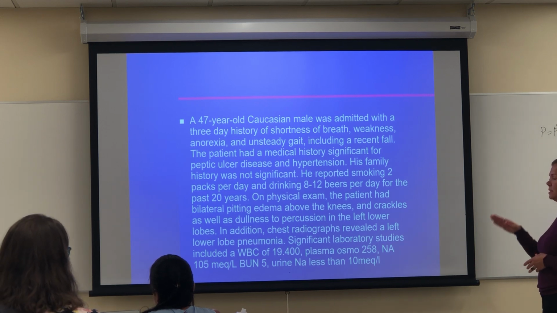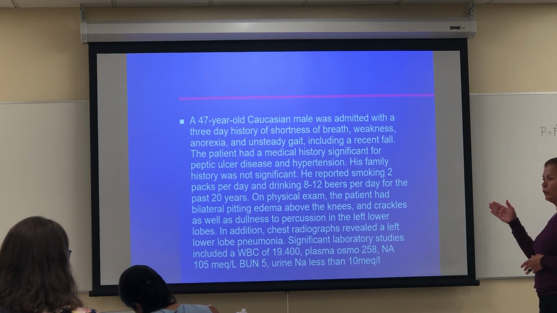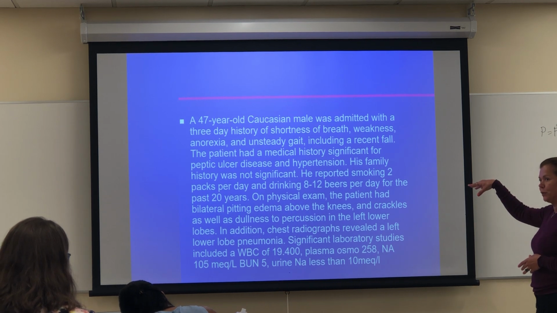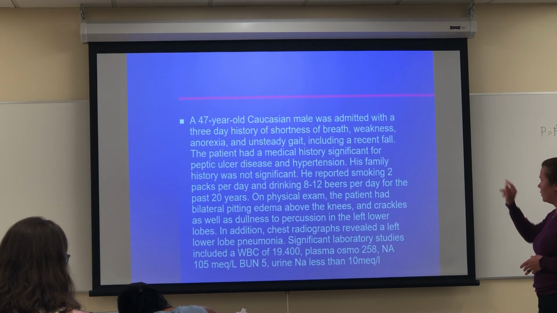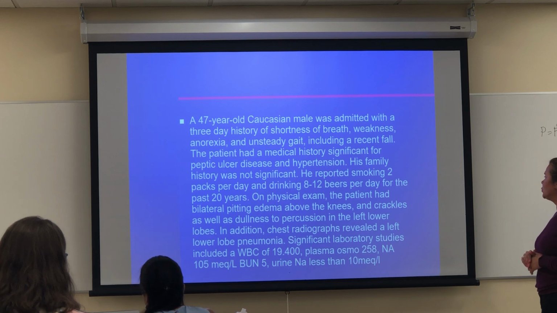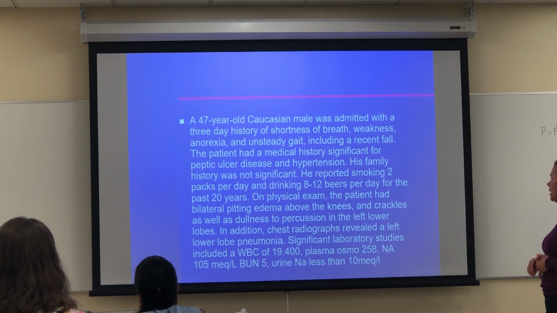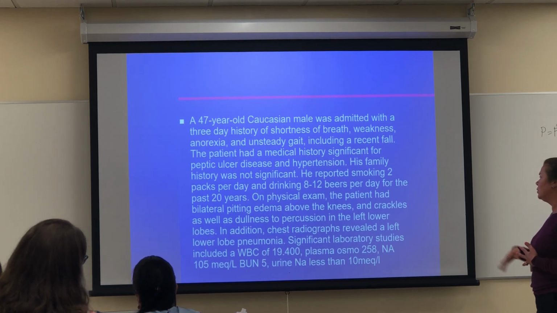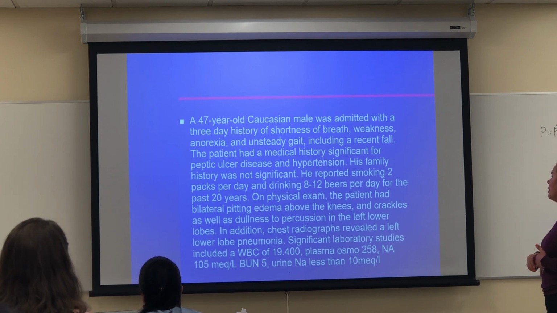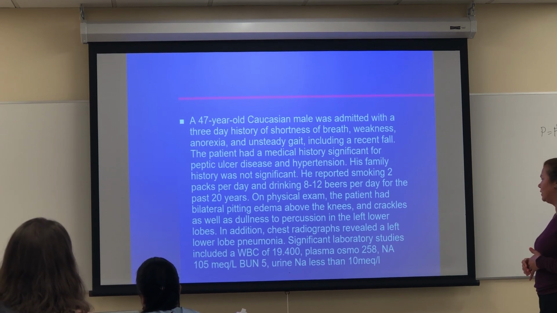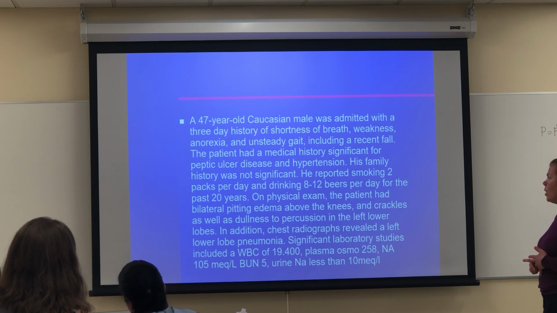What do I have? Signs and symptoms of fluid overload. And I have a lung problem there too, right? Smoking. All right? In addition, chest radiograph revealed left lower lobe pneumonia. Significant laboratory results: the WBC is 19,000, plasma osmolality is 258, and the sodium is 105.